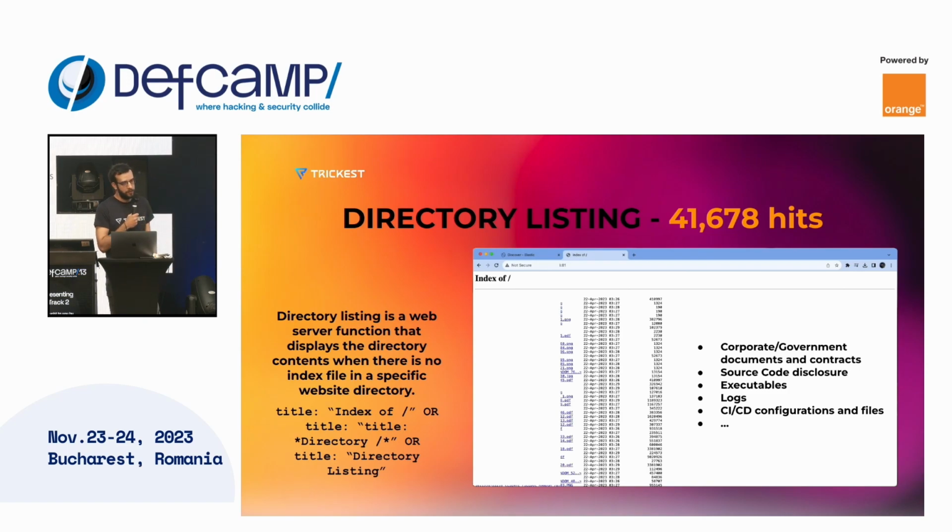And I actually found corporate and government documents inside, IDs, passports, source code, executables, logs, CI/CD configuration files, and a lot more. It kind of looks like somebody's desktop when you see these directory listings. And on the left, you can see what the queries are to execute to find these sorts of data.